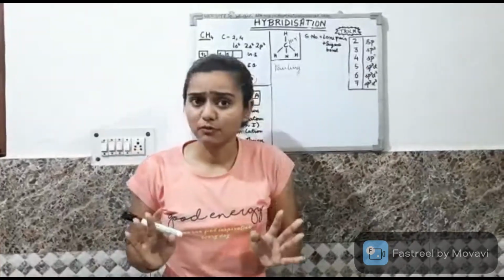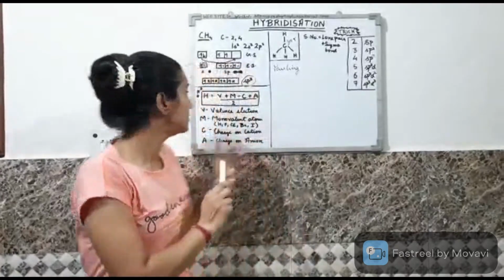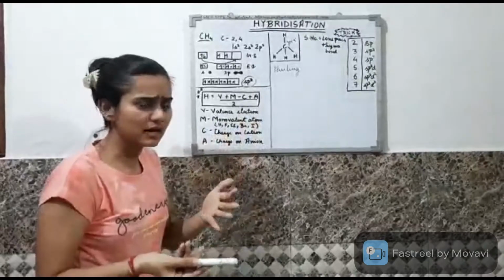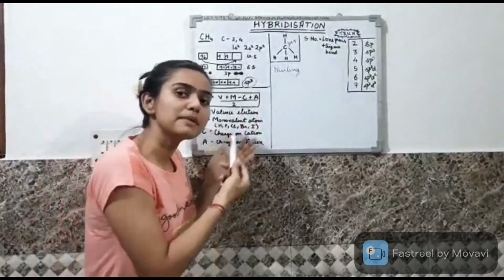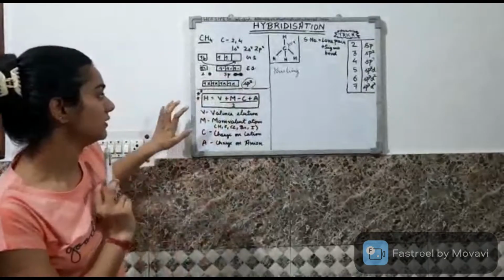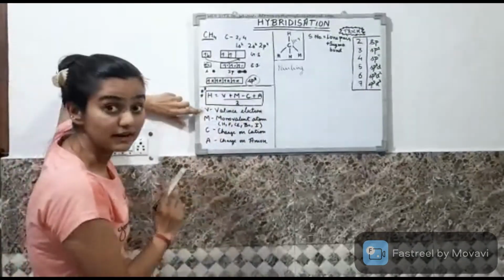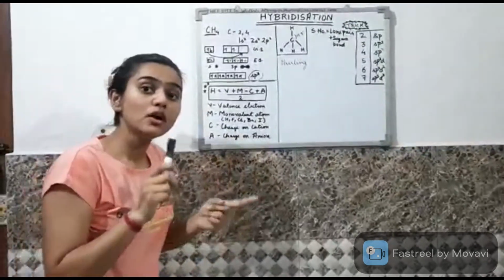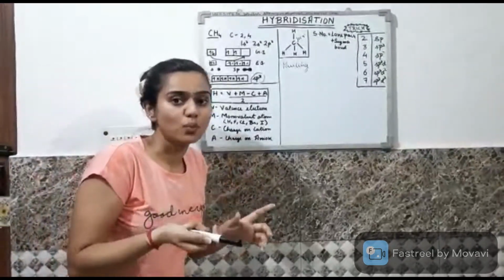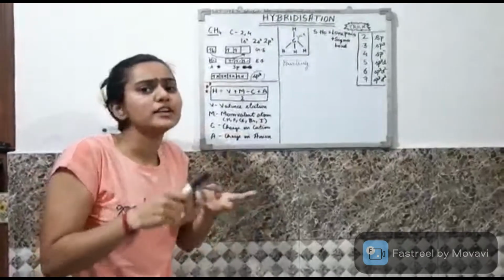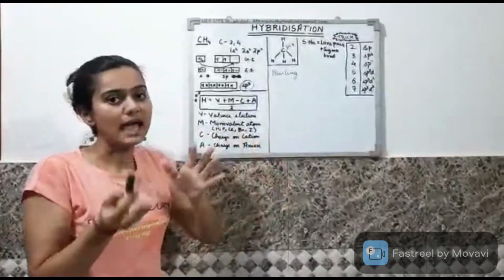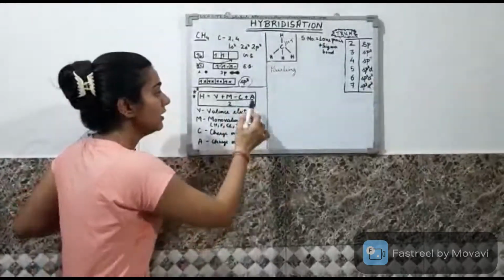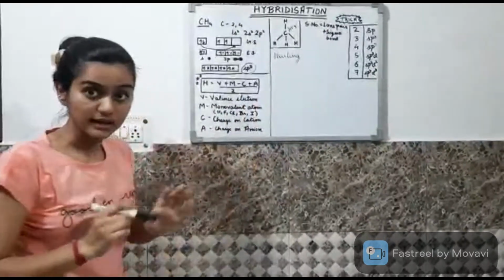This is a very simple formula. H equals V plus M minus C plus A, divided by 2. Repeat it after me. H equals V plus M minus C plus A by 2. Here, V is the number of valence electrons, M is the number of monovalent atoms. Monovalent meaning only one valency, which is hydrogen and fluorine, chlorine, bromine, iodine, that is halogens and hydrogen. C is charge on cation, and A is charge on anion.